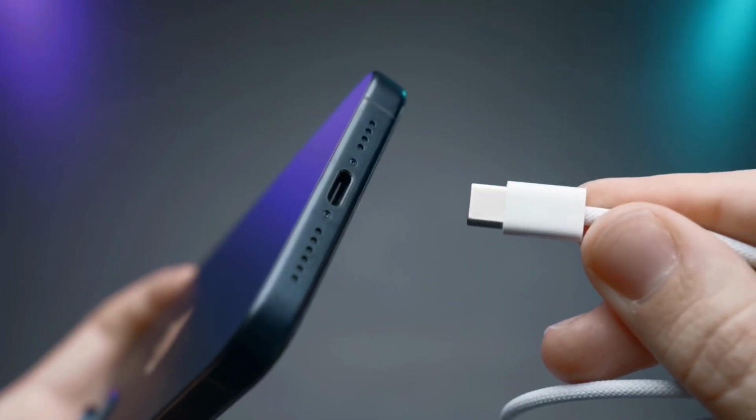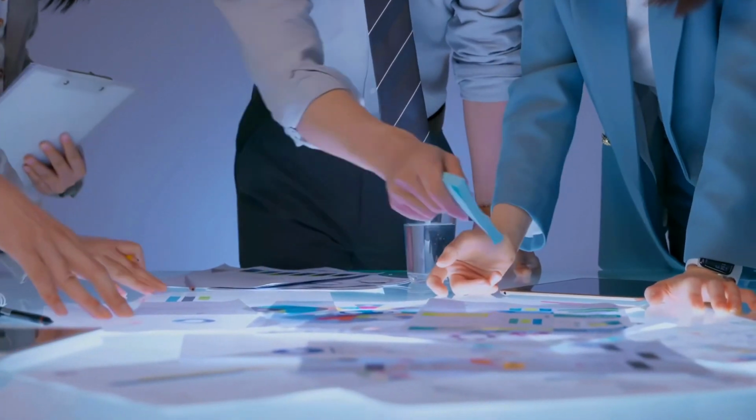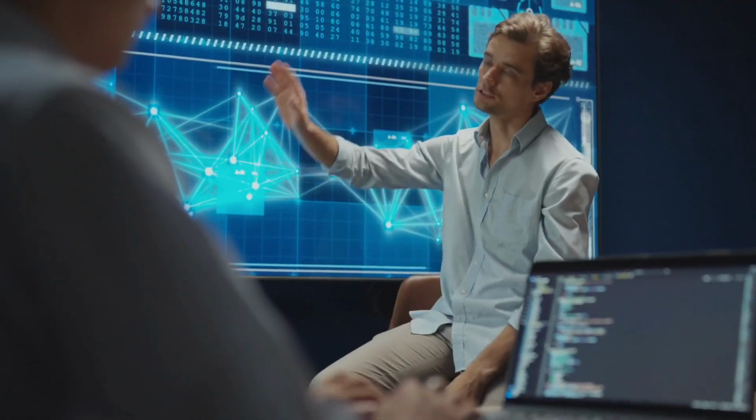So what exactly is USB-C? Why did the entire tech industry switch to it? And why were companies forced to adopt it?